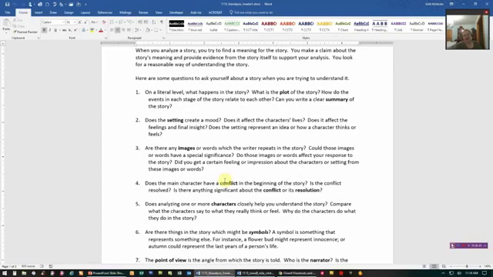Sometimes setting can almost be a character in itself. If you've ever read a story like Poe's House of Usher, the first thing we see about the house is that it resembles a skull, right? And so that's very ominous. So the house itself is a presence.